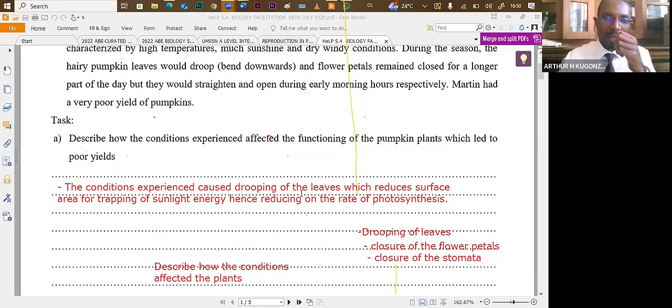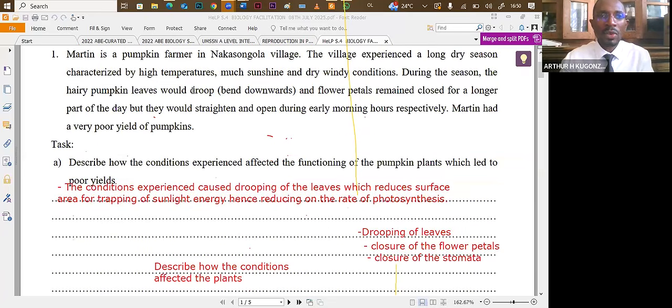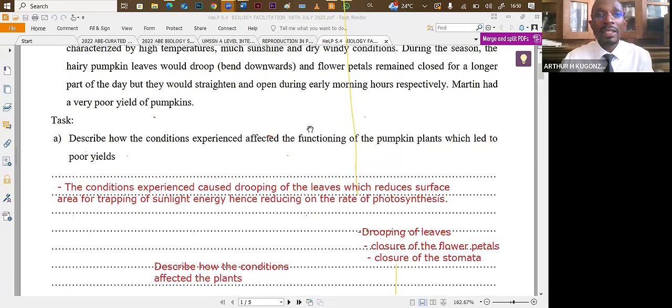Now, that response, the candidate is saying that the dry conditions reduced water in the soil, hence the roots could not absorb water. Now, the question is, what evidence is given in the scenario that indeed shows that the roots did not absorb mineral salts? That response is not supported by anything in the scenario, and more so, that point is beyond our 3 points. Remember, we extracted these 3 points from the evidences given in the scenario.